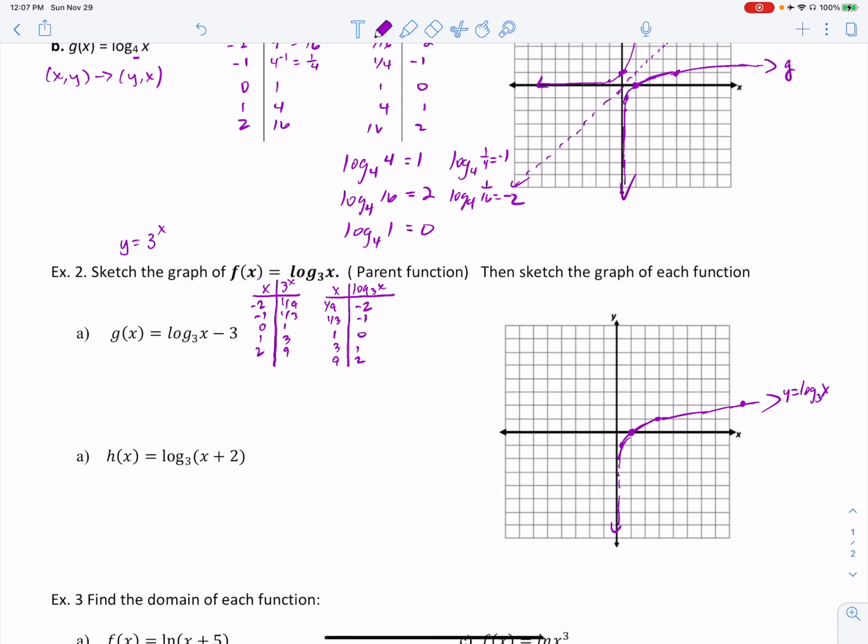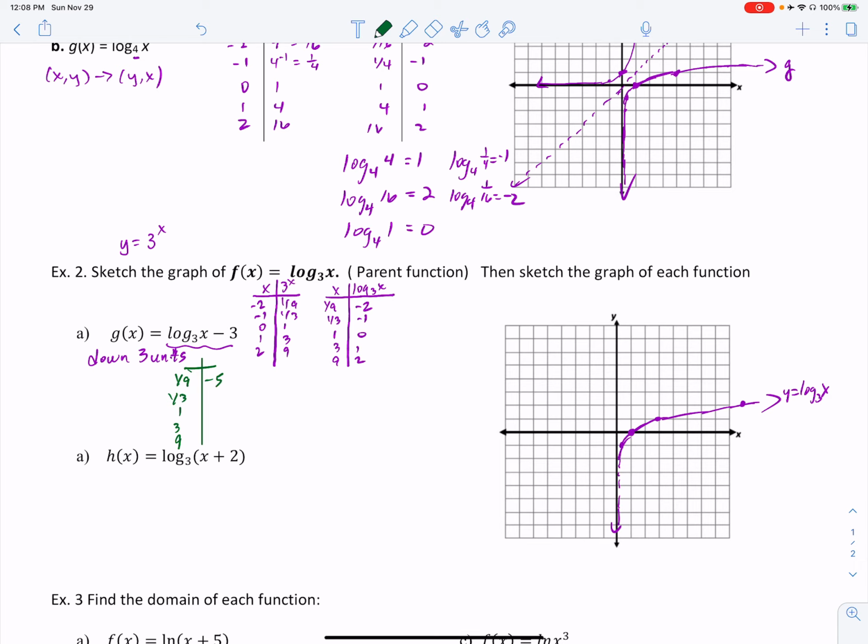So now this right here, the transformation is you are just going down 3 units from your parent graph. And so you should show a table of values on that. For going down 3, I am going to subtract 3 from the y's. So the x values are not going to change. It is just the y's. So I've got my basic table for the parent function of log base 3 of x, and now the y values are just going to go down 3 units.